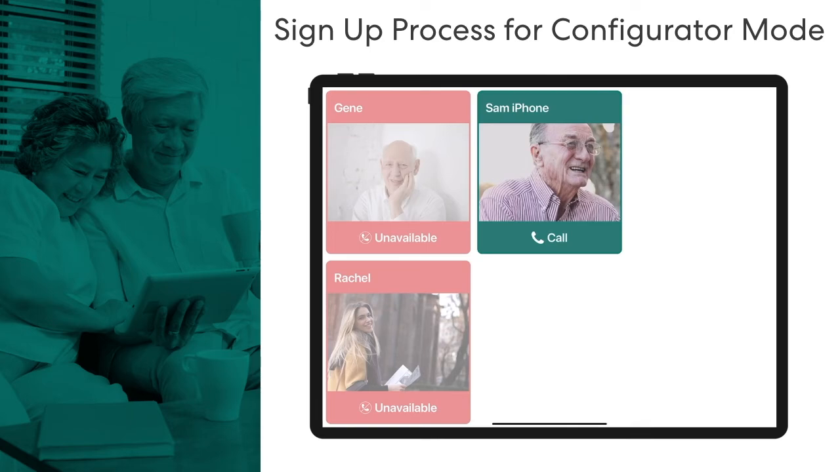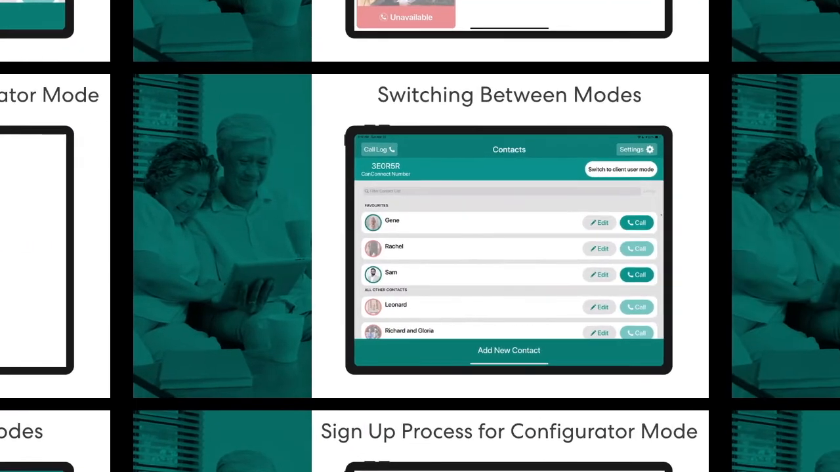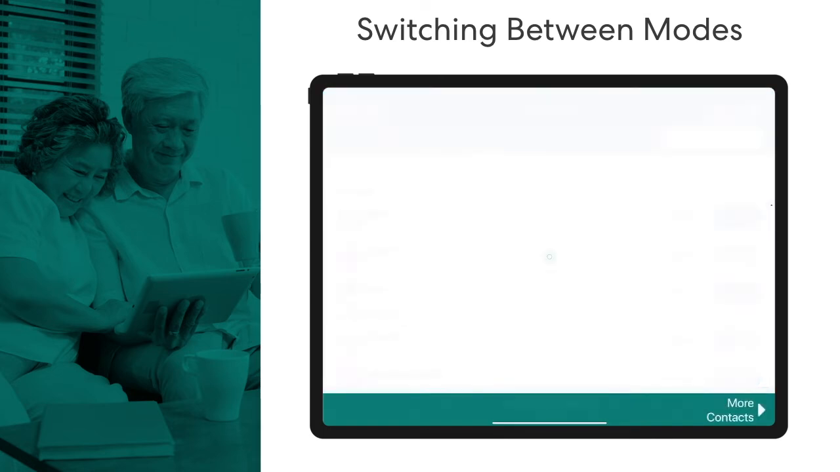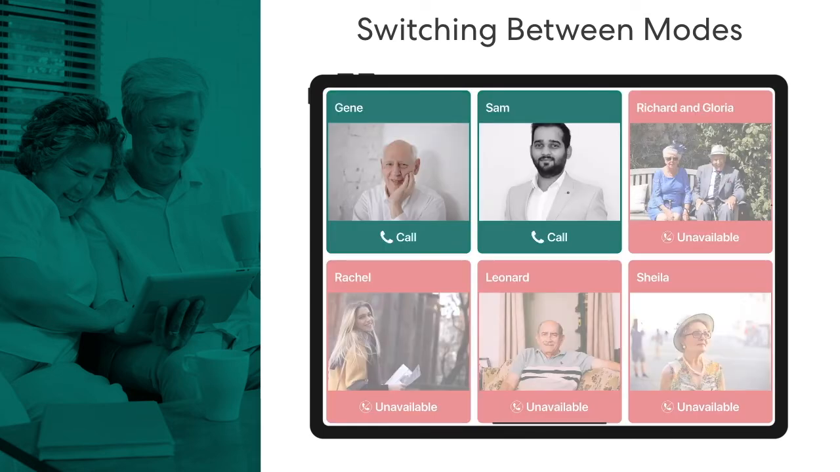Next, let's look at switching back and forth between the two interfaces. As seen in the previous step, to switch to client mode, simply tap the white button beneath Settings on the top right corner of the iPad. Switching back to configurator mode is not straightforward. This is intentionally not straightforward in order to prevent a client from inadvertently exiting client mode.